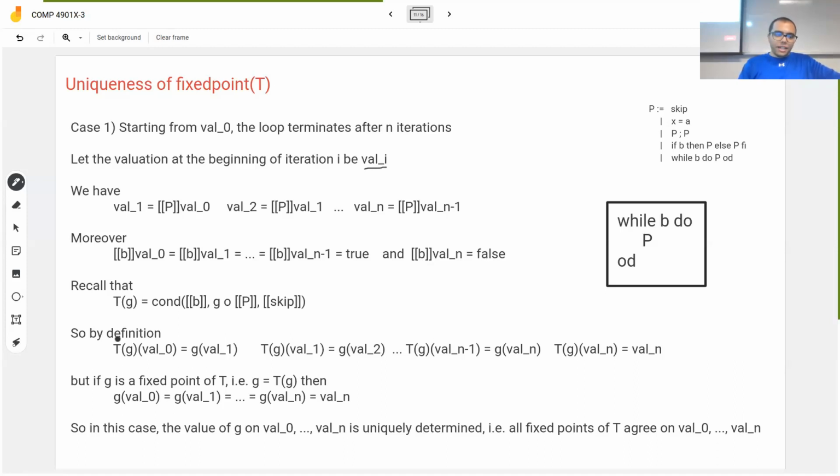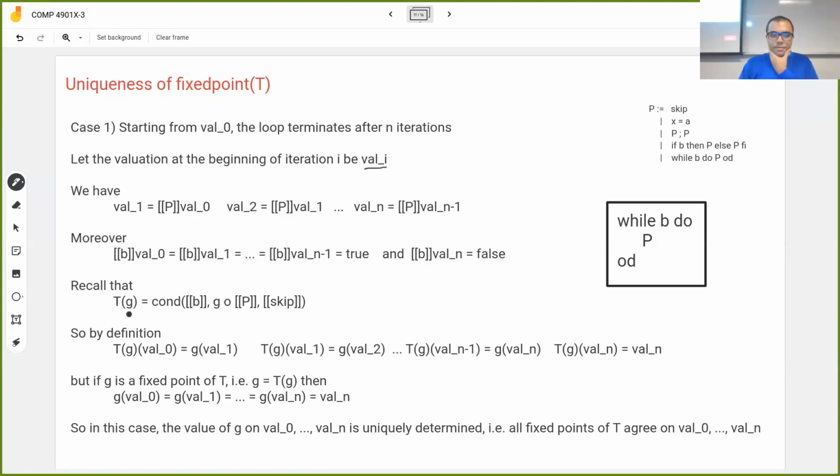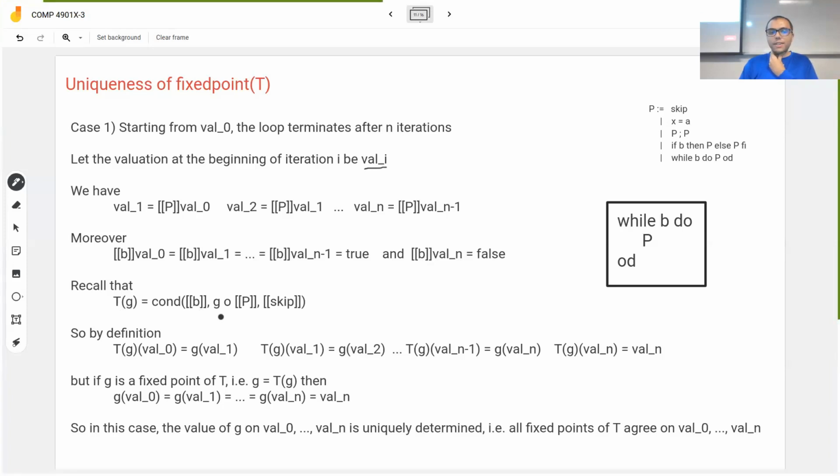Now let's look at the definition of our transformer T. And remember that I can just plug G in there. So this was the definition of T. So T of G was a conditional. It checked B. If B was satisfied, it returned G of P. Otherwise, it returned skip. Okay, so that's a conditional. Now, I want to just plug these values into this equation here.